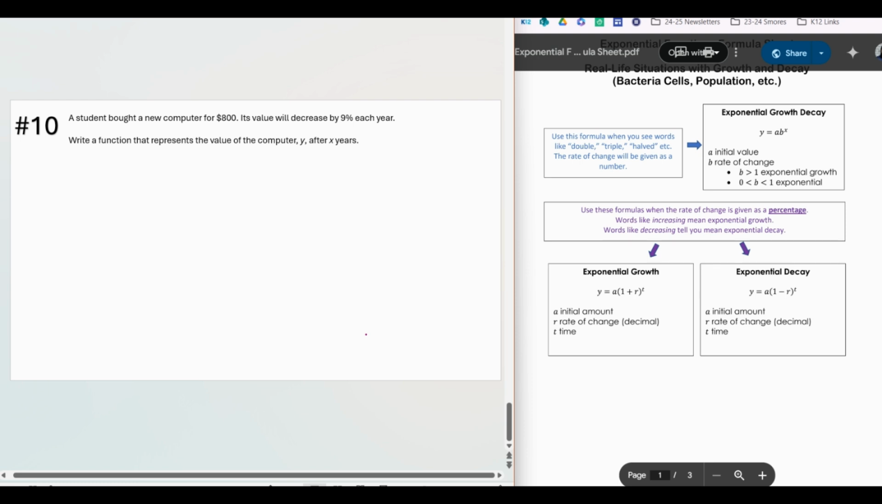Okay, so here it says a student bought a new computer for $800. Its value will decrease by 9% each year. Write a function that represents the value of the computer, y, after x years. So we have a percentage and then it tells us decreasing. So we're going to use exponential decay. We have y equals a times 1 minus r, and that's to the t. A is 800. That's the initial value of the computer. R is 9%, right? We're going to go ahead and convert it to a decimal. So that's going to be 0.09.